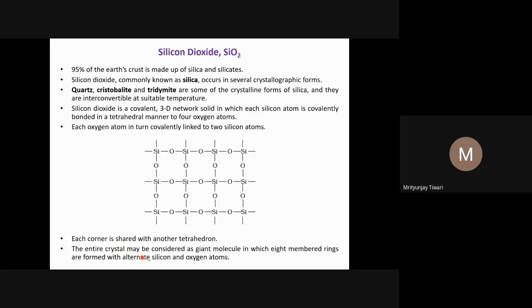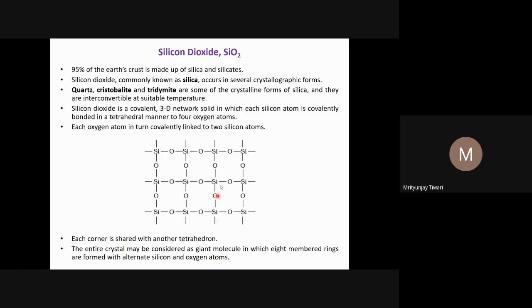The entire crystal may be considered as a giant molecule. As I said, whatever the crystal size, one can consider that entire crystal as a giant molecule. A similar thing can be said for diamond as well. In silica, eight-membered rings are formed with alternate silicon and oxygen atoms, so one can see the formation of an eight-membered ring.